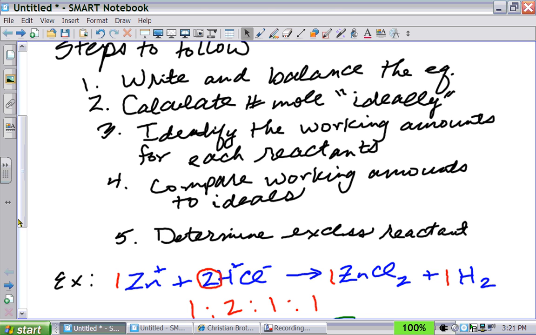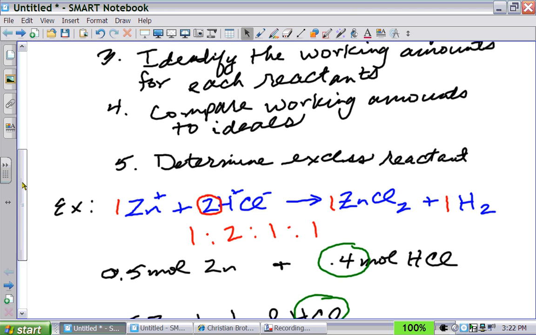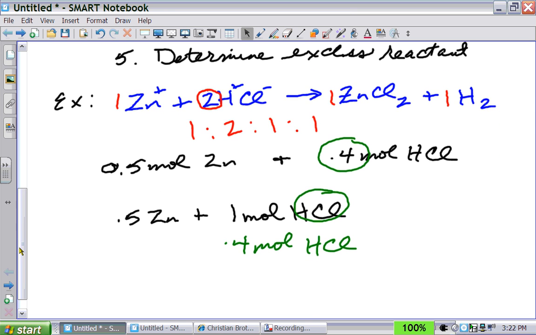Then you have to take what's given and identify the working amounts for each of the reactants, which in this case were the amounts given in the problem, 0.5 moles of zinc and 0.4 moles of HCl. After that, you have to figure out how they compare to the ideal mole ratio that was set up in the balanced equation. Once you've determined that, you can figure out which is the limiting reactant. In other words, which one is going to be totally used up in the reaction.